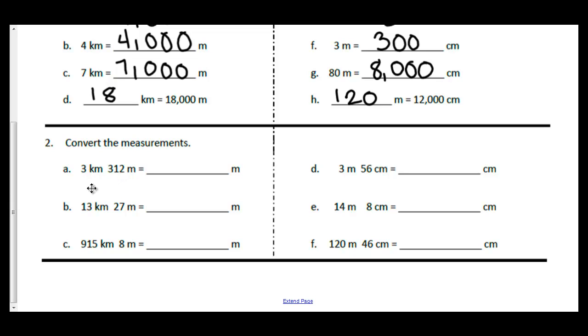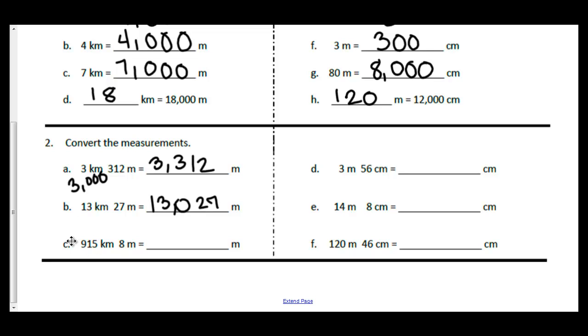So if I have 3 kilometers, I know that that is 3,000 meters. So 3,000 plus 312 would be 3,312 meters. Okay, so this is 13,000 meters plus this 27, so it's 13,027 meters.